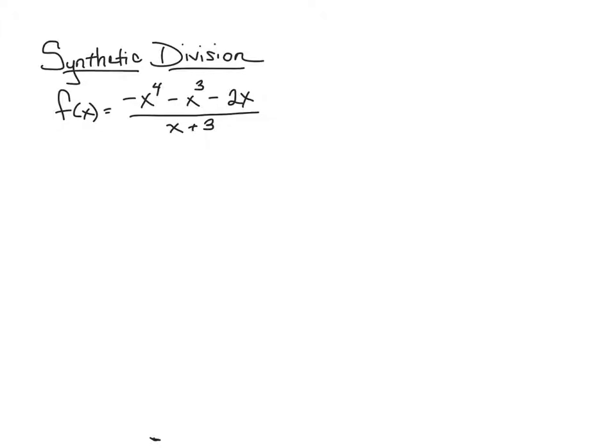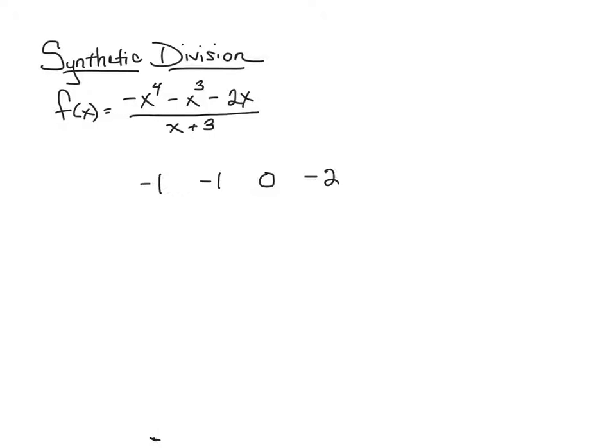When we set up synthetic division, we first want to list the coefficients of the numerator, making sure that there's something in every place. So we start with a -1, which is right out in front of x to the 4th. Next we have -1 x cubed. We are missing the x squared term, so we need to put a 0 in that place. This is very, very important. After that we have -2x.